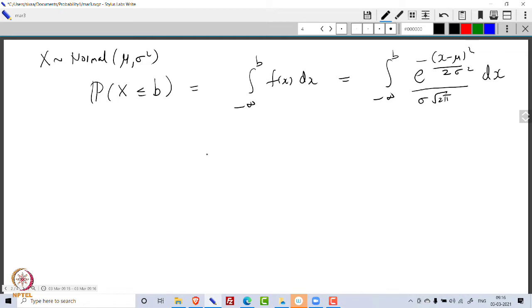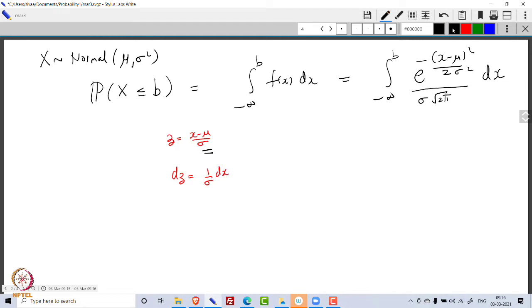Now, of course, I don't want to keep doing numerical tables for these. These are centered around mu, not 0. So you convert it to an integral that involves the standard normal density function. The way one does it is a change of variable. Let z be equal to x minus mu by sigma. That means dz is equal to 1 over sigma dx.